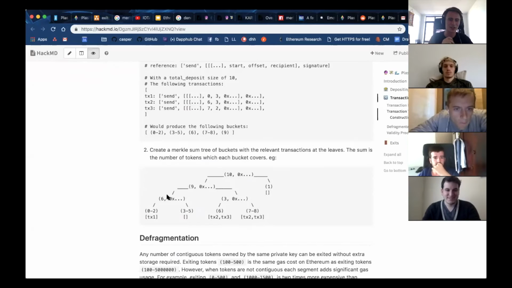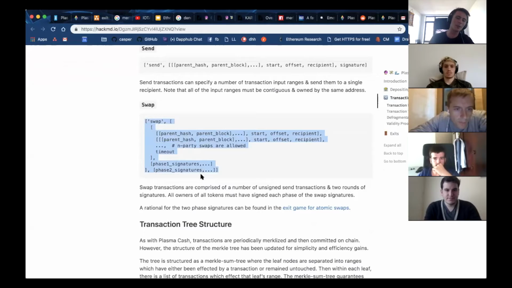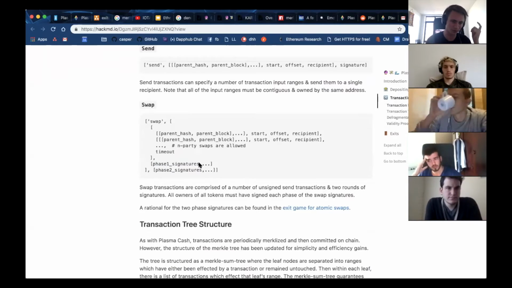Great question. So there is a funky little thing. These swaps actually have two phases of signatures, and these are not committed on chain. These are not confirmation signatures. They are instead just two rounds of signing. The first round says, I am creating this swap and I accept the possibility that the swap will be force included. And the second phase of signatures is, I'm actually ready to do the swap and it can be included in the transaction tree as a normal transaction.